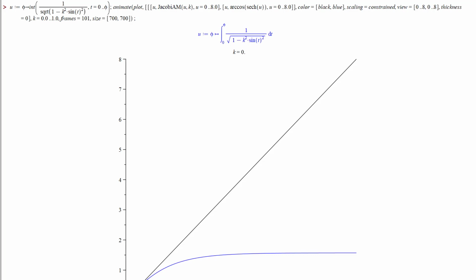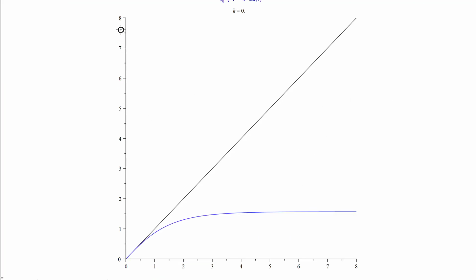If k equals 0, then the integrand is actually 1. And so then u equals phi. And that's what I see graphed right here, u equals phi. As k approaches 1, what we're going to approach is the arc cosine of 1 over cosh u, which is the hyperbolic secant of u. And I have that graphed as well. So on the vertical axis, I've got phi. On the horizontal axis, I have u. We didn't label them, but u is on the horizontal here. Phi is on the vertical.